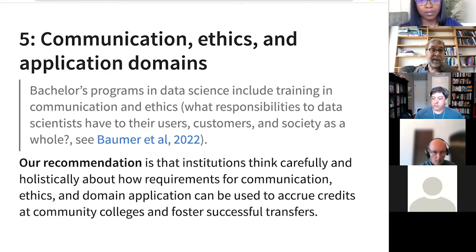Last but not least, communication, ethics, and application domains are critical. And so bachelor's programs include explicit training in communication and ethics. This is a big part of what was incorporated in data acumen definitions from the National Academies. My colleague Ben has a great paper on how to structure a data ethics program throughout a major, but we really need institutions to think carefully and holistically about how requirements for communication, ethics, and domain applications can be used to build credits that can be successfully transferred in a flexible way.